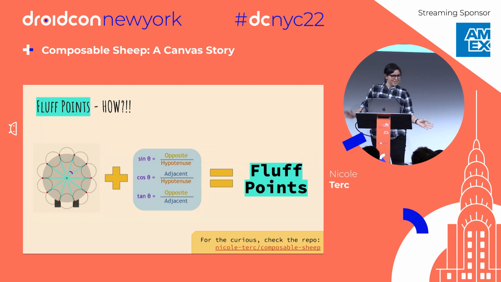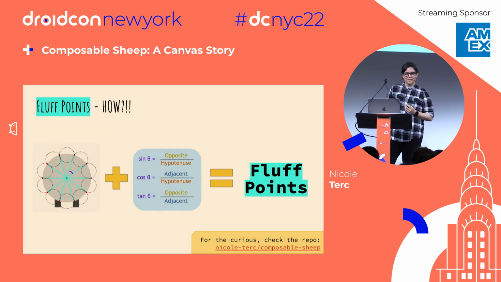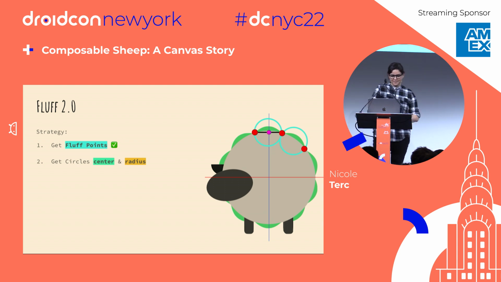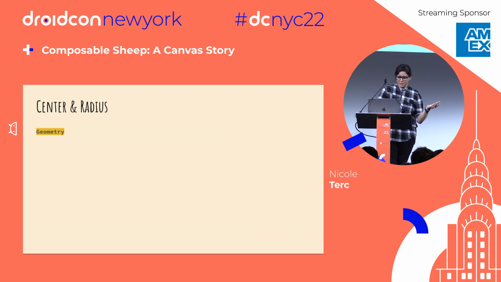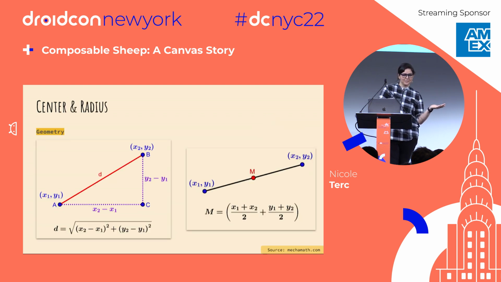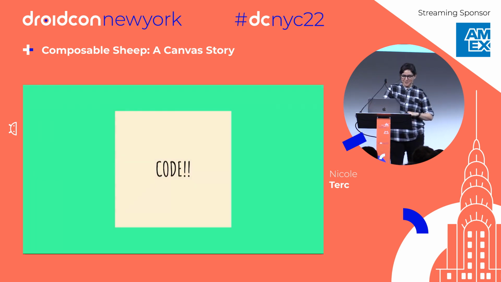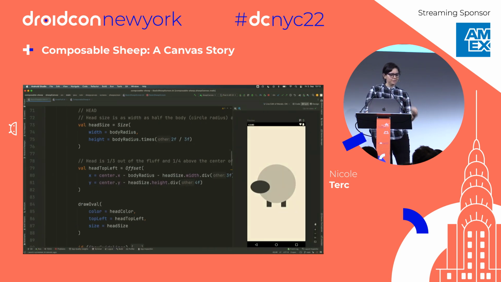I'm not going to go deep on the maths, don't worry about it, but if you're curious, you can just check the repo and see what I did. It's not that complex, but it's not important. Great, so we got the fluff points. What are we going to be doing with those? We're just going to use another magical feature, which is geometry. And when I talk geometry, of course, I talk about these nice formulas of getting distance between points and middle points. And using those, I am going to get the center and the radius. It works. Once we got those, we're going to be able to build, finally, our fluff.